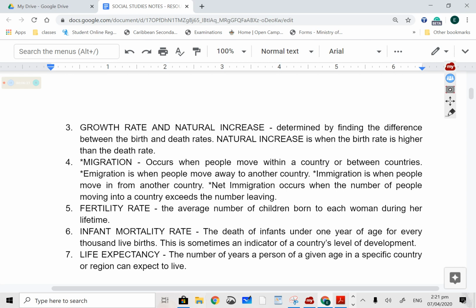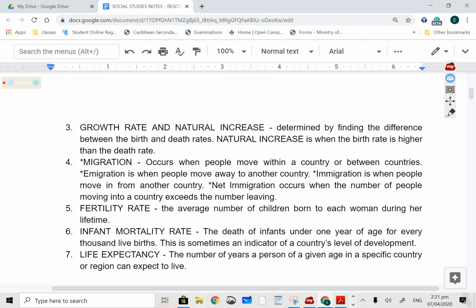That's a general definition. So we have a lot of definitions here that you could learn for your paper 2 or your paper 1, because paper 1 has a lot of definition type questions. Emigration is when people move away to another country, and immigration is when people move in from another country. Net immigration occurs when the number of people moving into a country exceeds the number of people leaving.